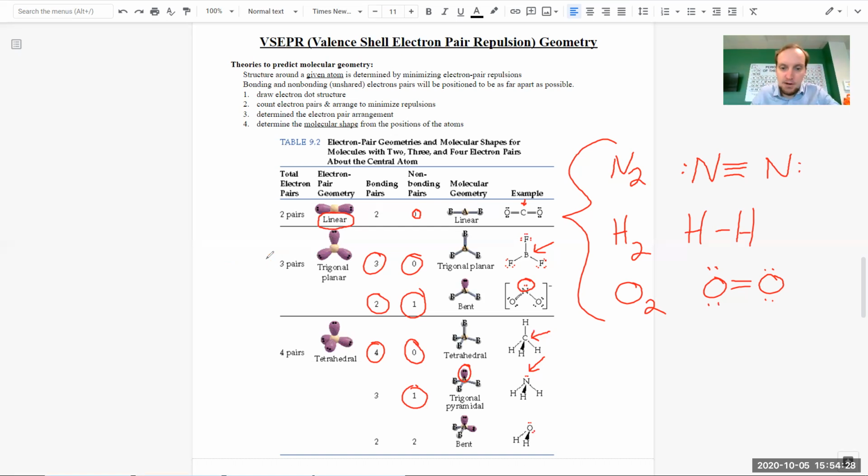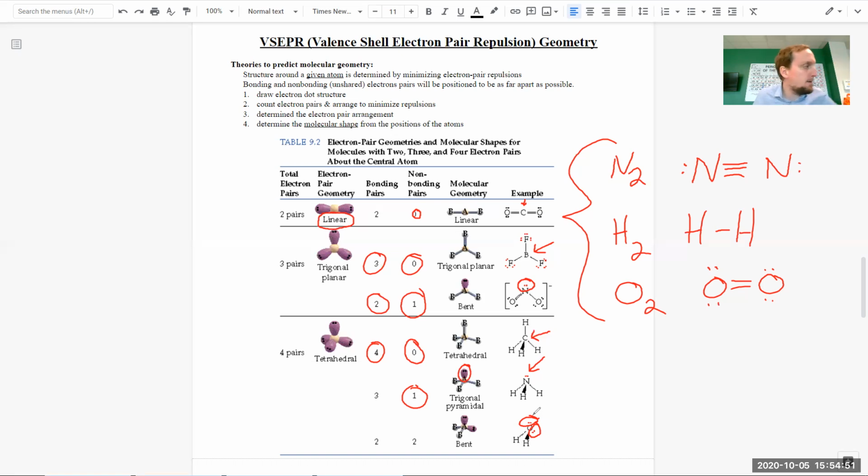The last one we need to talk about is, again, called bent. This is where you have possibly 2 sets of unbonded pairs of electrons. That's going to look very similar to this. Those are all the molecular and electron geometries that we're going to talk about.